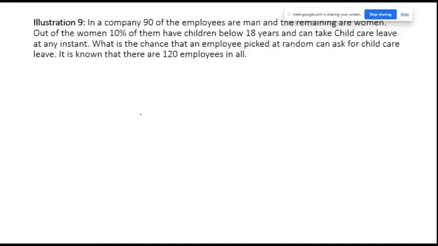Now the last problem, let us see this. In a company, 90 employees are men and the remaining are women. Out of the women, 10% of them have children below 18 years and can take CCL, child care leave, at any instant. I don't know how many of you are bosses in your organization. Anytime you cannot rely, suddenly a lady having a child of less than 18 years may take a leave. You cannot deny that. What is the chance that an employee picked at random can ask for child care leave?